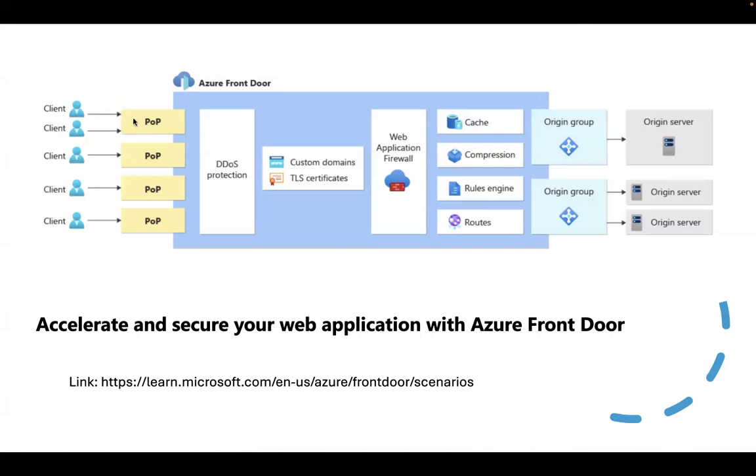The URL will have a CNAME record that gets resolved to the Front Door CNAME. It ends similar to FD, like yesterday we saw Traffic Manager, trafficmanager.net. Similarly, Front Door will have some URL, so that gets resolved to Azure Front Door. Azure Front Door will have points of presence. It takes the nearest Front Door point of presence, then it does DDoS protection.